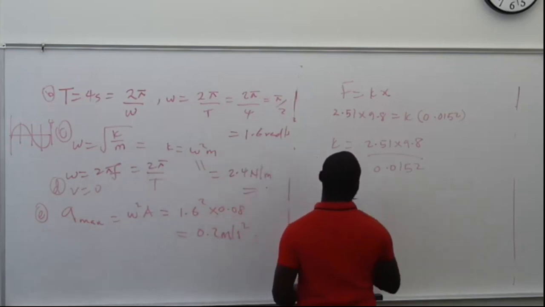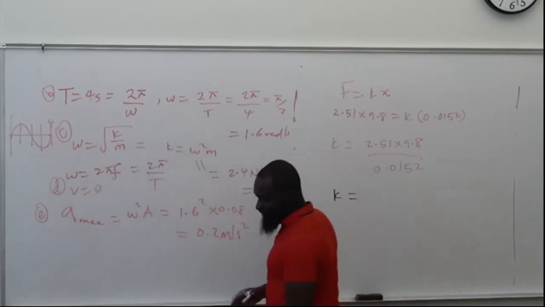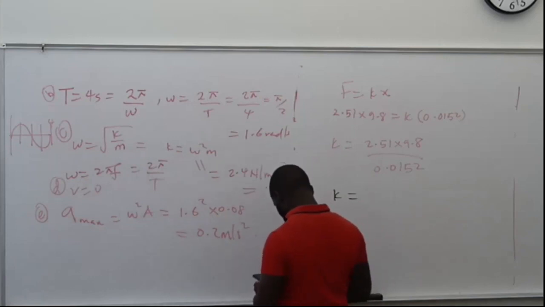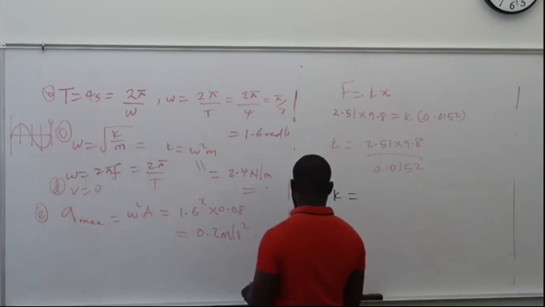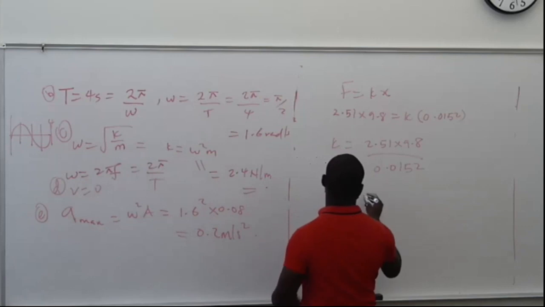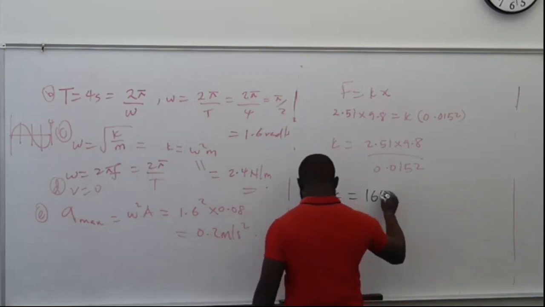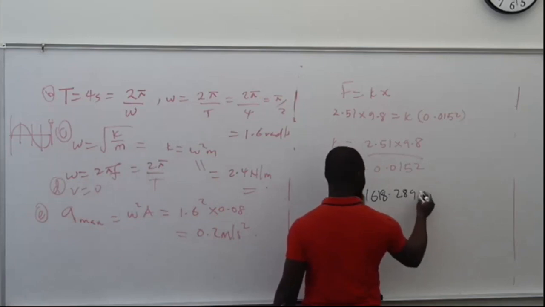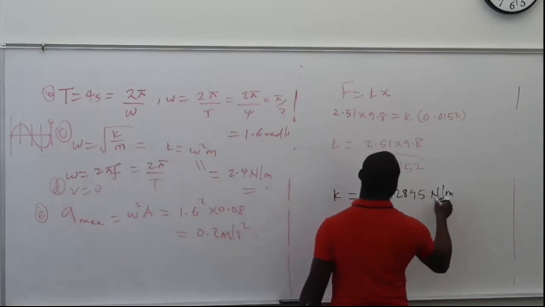So K becomes 2.51 times 9.8 divided by 0.0152. That is 1618.2895 newtons per meter. So this is K.